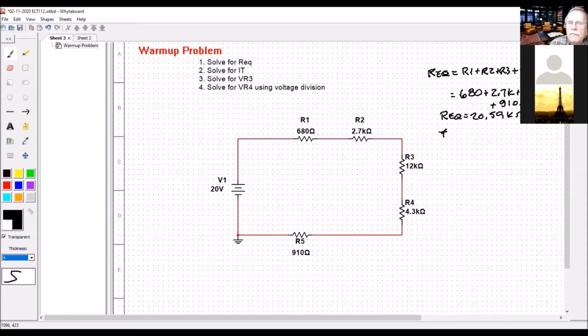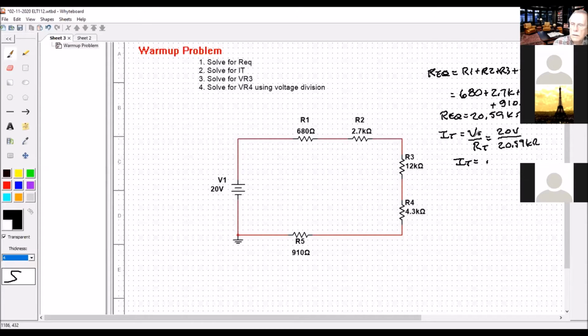And then we were asked to solve for IT. IT is going to be VS over RT. So I've got 20 volts divided by 20.59K ohms. So IT is going to turn out to be a little less than 1 milliamp. Somebody with a calculator, what would you come up with? 0.971 milliamps. Is that what you said?